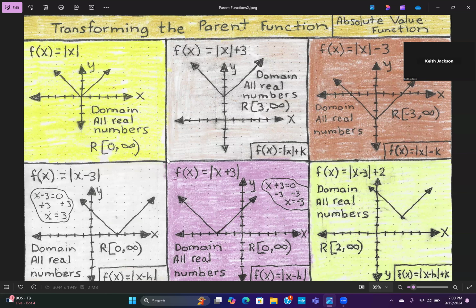Okay, you have been given a lot of information. I wouldn't blame you if you need to pause the video and take a look at all 6 of these examples, or replay this video as many times as you need to gain a deeper understanding of how to transform an absolute value function.